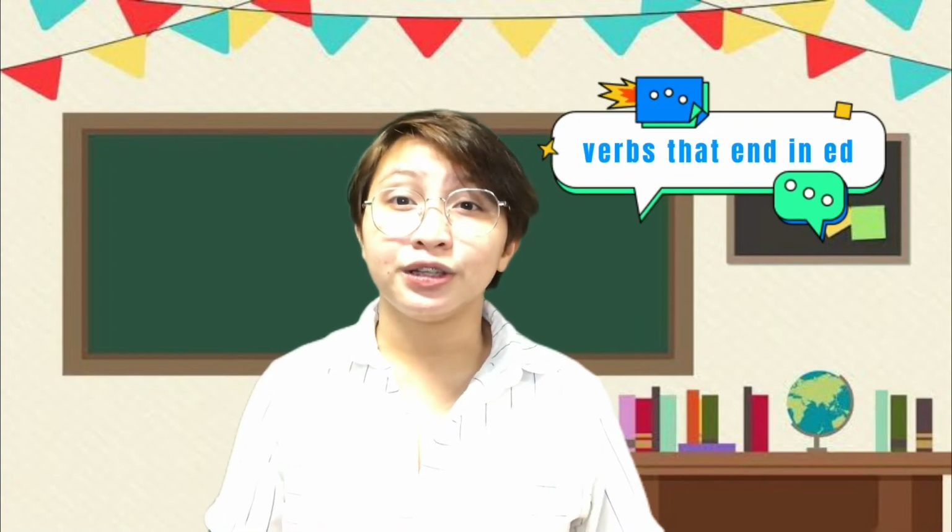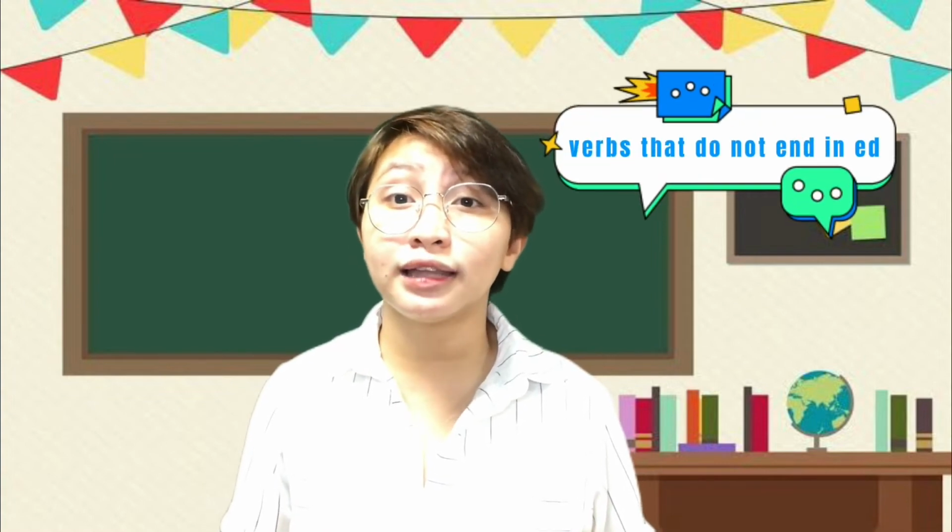What kind of words are they? What do we call them? Class, what are regular and irregular verbs? Very good. Regular verbs are verbs that end in ed or d to indicate an action in the past, while the irregular verbs are verbs that do not end in ed or d to indicate an action in the past. Now, can you give me examples of regular verbs? How about irregular verbs? Very good, class. You are all right. Now, I'm going to show you some examples.